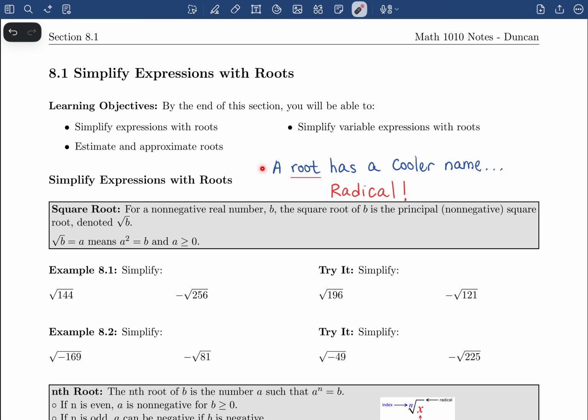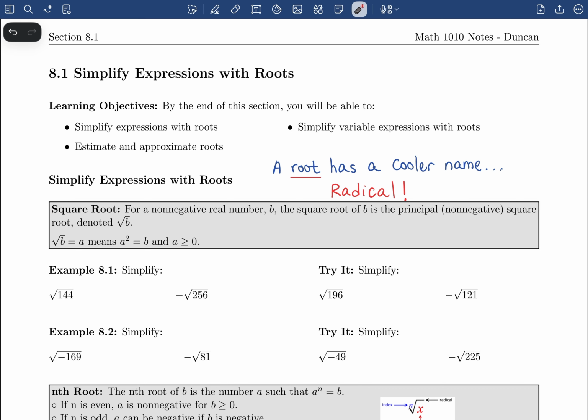But to start, I'd like to say a root has a cooler name, and that name is radical. So when we talk about radicals in this class, we are talking about roots, and I'm going to use those terms as synonyms. They're going to be used interchangeably. Now, you're most familiar with square roots, and I'm going to make sure that you learn about cube roots and fourth roots and fifth roots and beyond in this lesson.